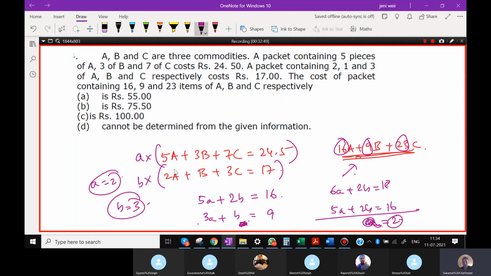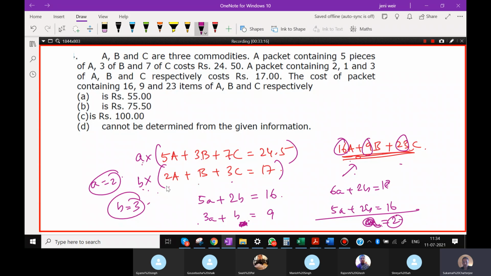So that means if I multiply the first equation by 2 and the second equation by 3 and add them up, they will give me these values. So 5 into 2 is 10, 2 into 3 is 6, so 16. 3 into 2 is 6, plus 3 is 9, and 7 into 2 is 14, plus 3 into 3 is 9, 23.